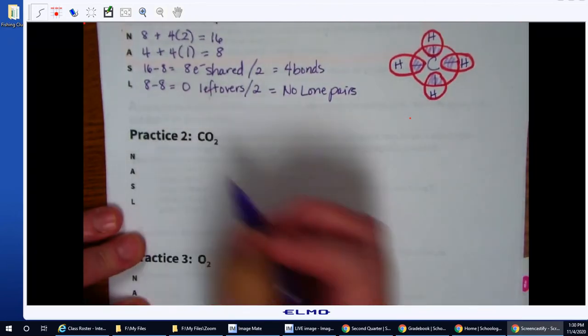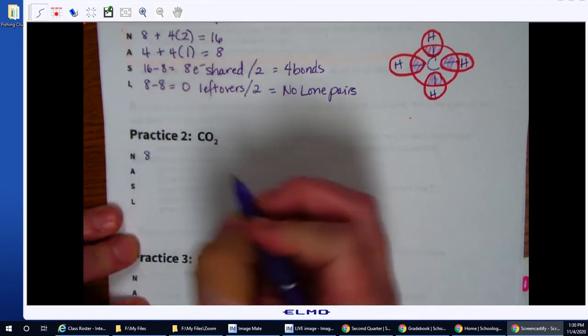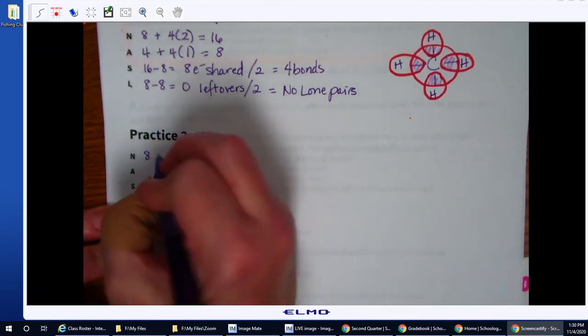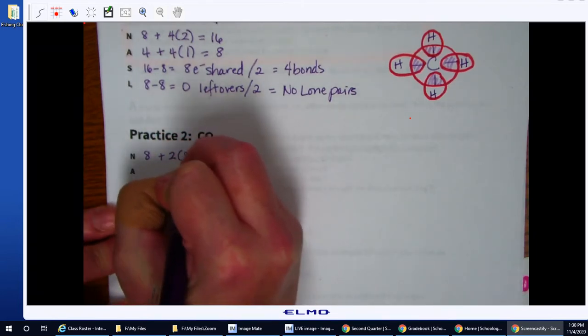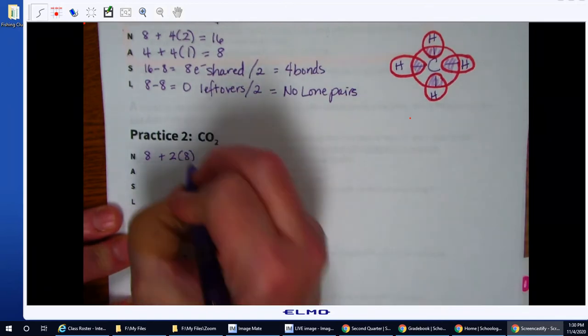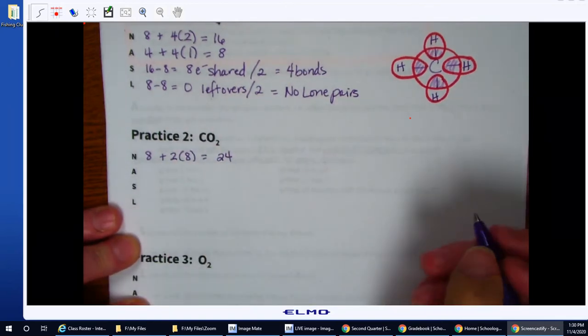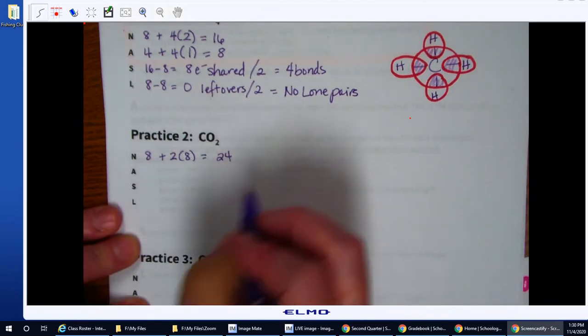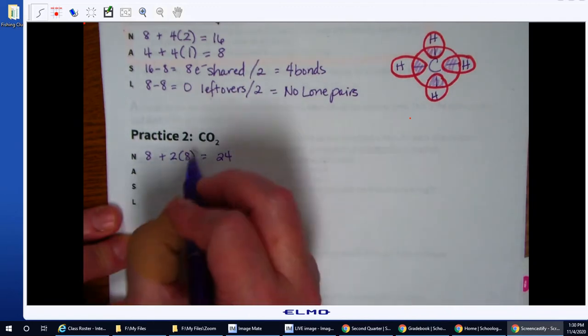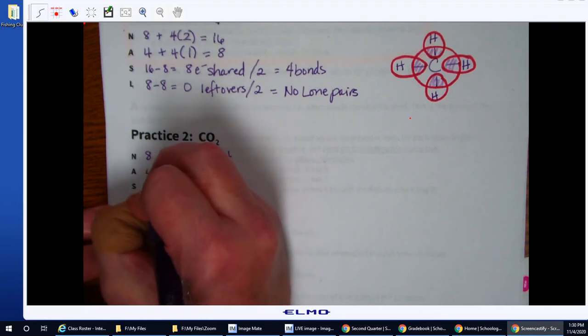Let's do the next one, carbon dioxide. It's a little bit more tricky. So I've got carbon. Carbon needs 8. Oxygen also needs 8, but I have 2 of them. So I have to multiply that by 2. That means 16 plus 8, that's a total of 24 electrons. That's how many it needs.